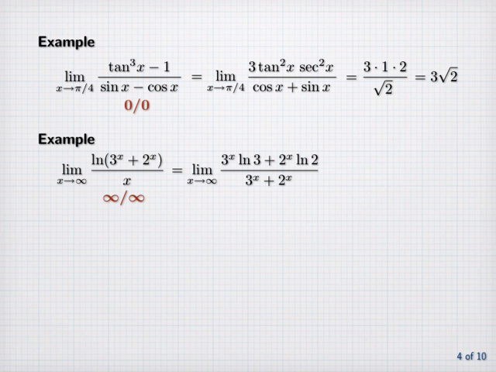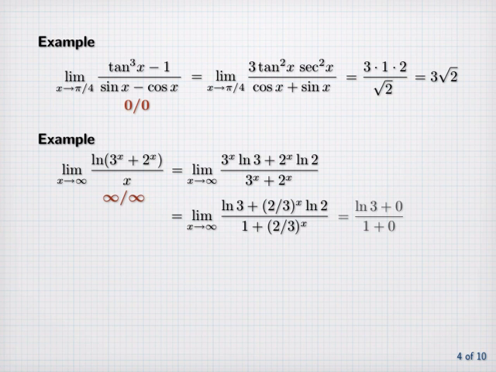Now this is still an infinity over infinity limit, but we can handle this in a simpler way than using L'Hopital's rule. Let's simply divide the numerator and denominator by 3 to the x. That gives us the limit as x goes to infinity of (log 3 plus (2/3) to the x times log 2), divided by (1 plus (2/3) to the x). Now we know that since 2/3 is between 0 and 1, (2/3) to the x approaches 0 as x goes to infinity. So we have natural log of 3 plus 0 over 1 plus 0, or the natural log of 3.